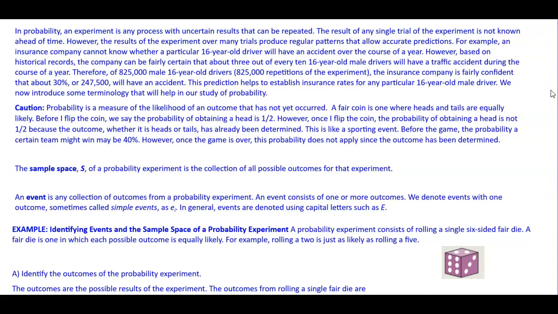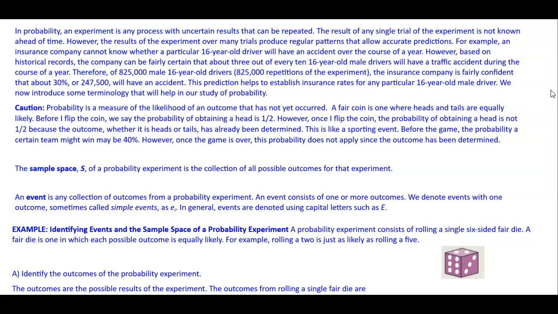Therefore, of 825,000 male 16-year-old drivers, 825,000 repetitions of the experiment, the insurance company is fairly confident that about 30% or 247,500 will have an accident. This prediction helps to establish insurance rates for any particular 16-year-old male driver.